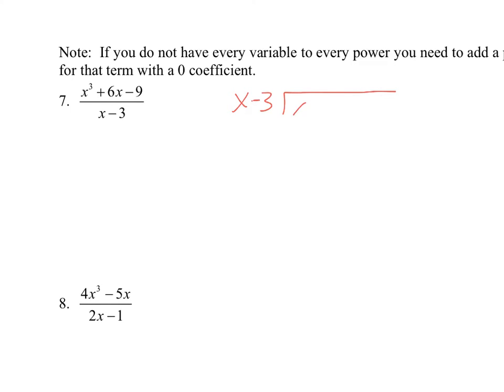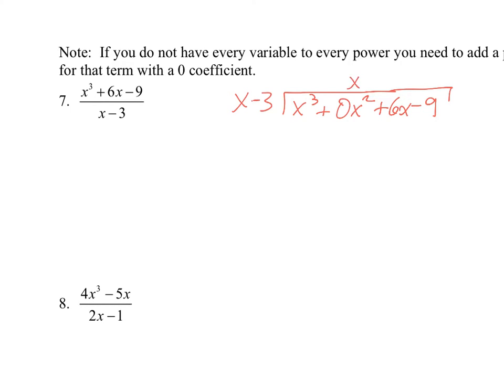And this is x cubed, but there's no x squared. So I need a 0 there because I have to have a placeholder. You have to have a 0 anywhere you're missing a term. So that's 0x squared plus 6x minus 9.